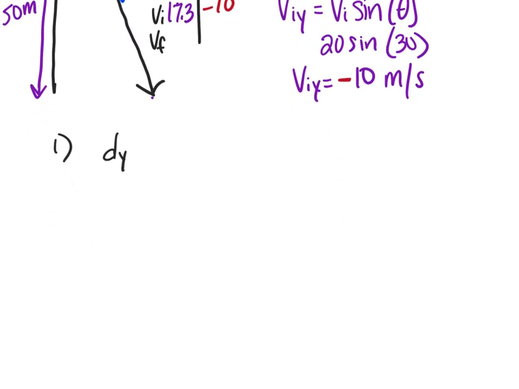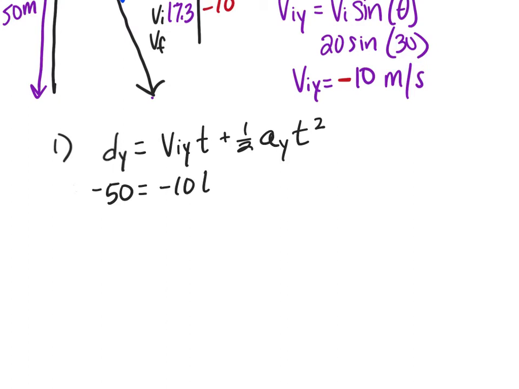So we're going to use our distance formula, which is our vertical displacement equals our initial vertical velocity times time plus 1/2 times our vertical acceleration times time squared. So then we're going to plug in what we know. We know our vertical displacement is negative 50 meters. Our vertical velocity was negative 10 times time, which is what we're solving for, plus 1/2 times our vertical acceleration, which is negative 9.8, times time squared.